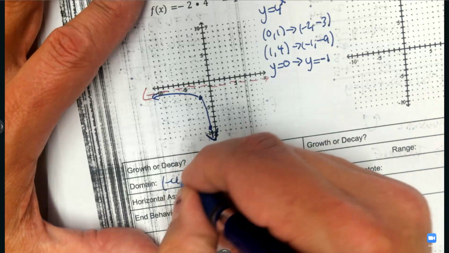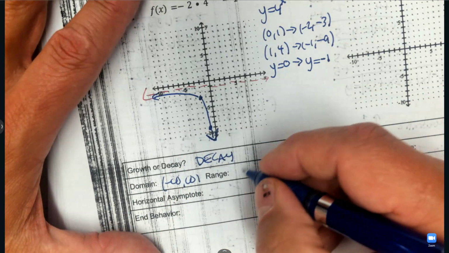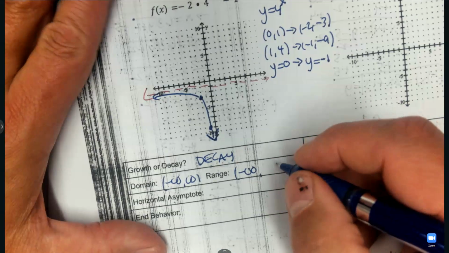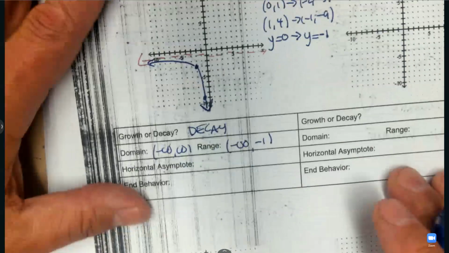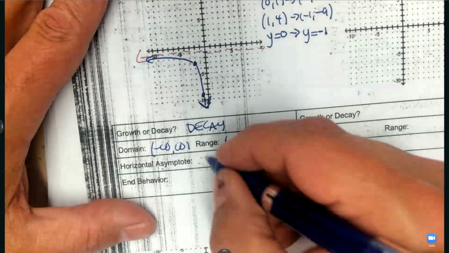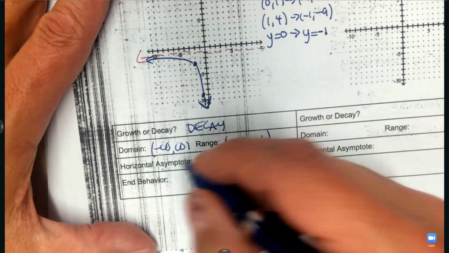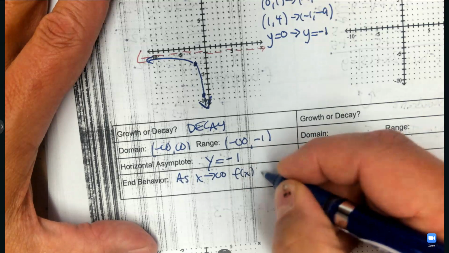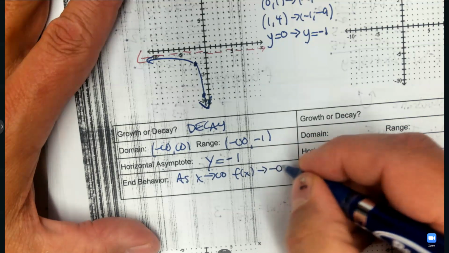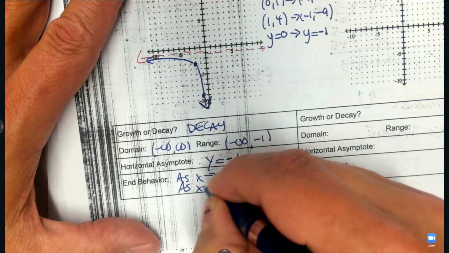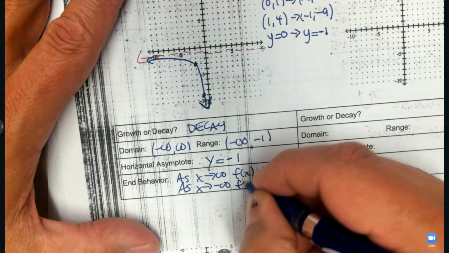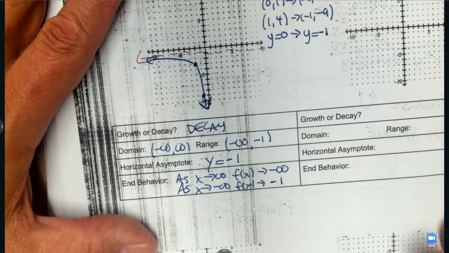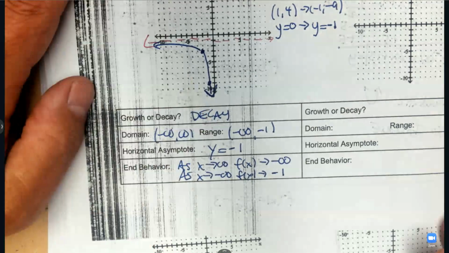The domain doesn't change. It's all numbers. The range, the bottom, is negative infinity up to the asymptote, which is at negative 1. The horizontal asymptote is at negative 1. Y equals negative 1. And then the end behavior. As x approaches infinity, the function approaches negative infinity. That's the right end. As x approaches negative infinity, the function approaches the asymptote, which is at negative 1. So you have the 2 ends.